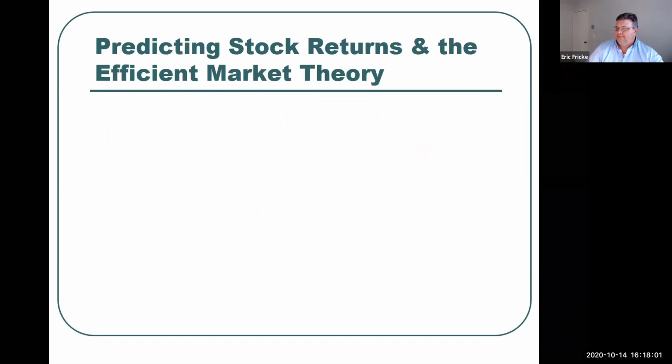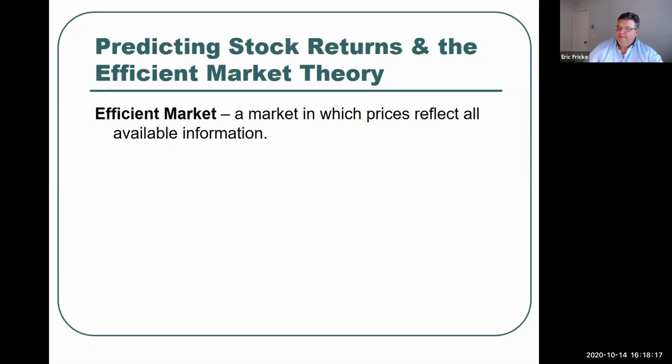All right, we're going to switch gears a little bit now, and we're going to talk about predicting stock returns and the efficient market theory. The efficient market theory basically states that all information available in the world is incorporated into the stock prices. What this basically means then is that you can't really predict where stock prices are going.